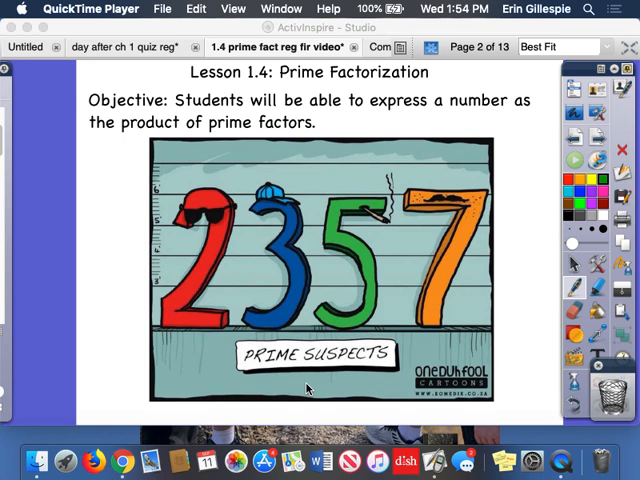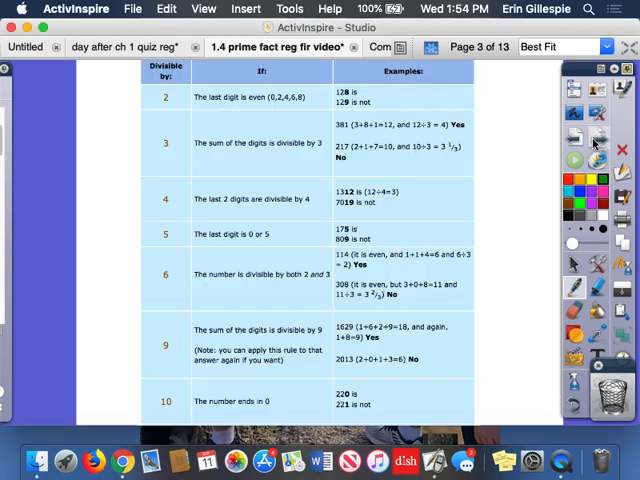So we're going to learn about prime factorization today and tomorrow. You guys, by the end of tomorrow, should be able to express a number as the product of prime factors. This little comic here hopefully will make sense to you by then. What we're going to focus on today, though, is some divisibility rules. And divisibility basically means, like, can it be divided by, okay?